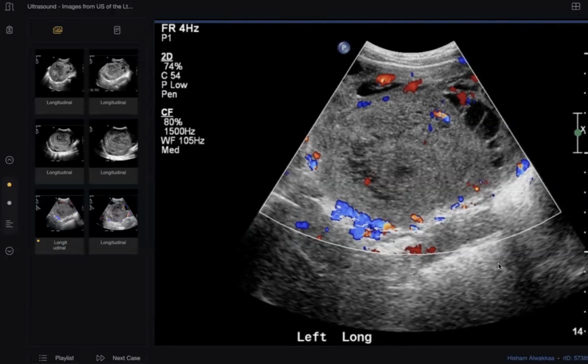Wilms tumor comes later, so I will exclude it first. If I told you this is not suprarenal, what will you exclude? Neuroblastoma. It looks like it's arising from the kidney, so it's not a neuroblastoma. Excellent. So maybe mesoblastic nephroma. Really brilliant. This is my first differential.